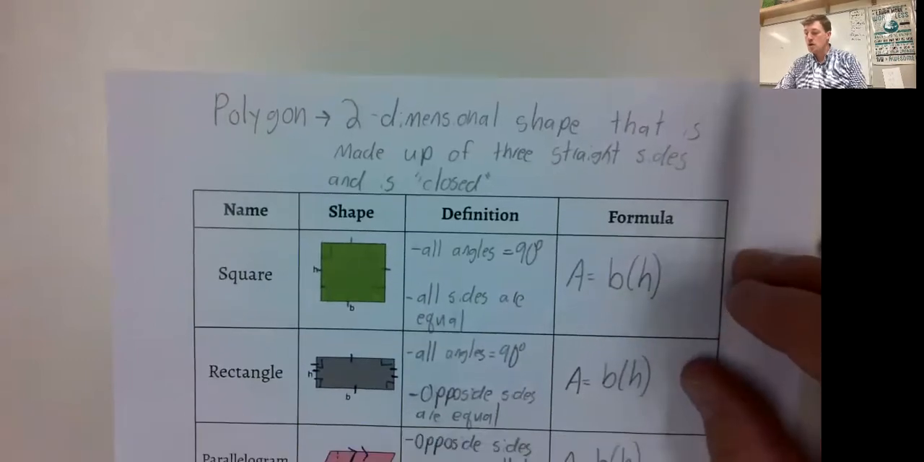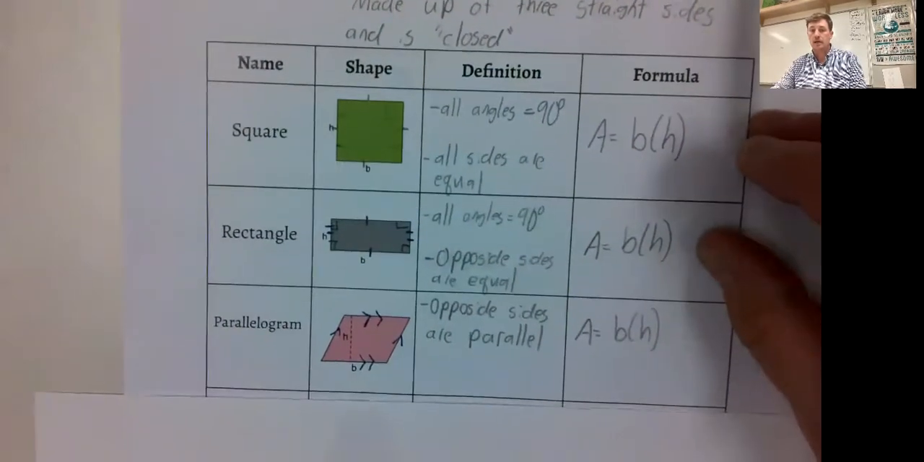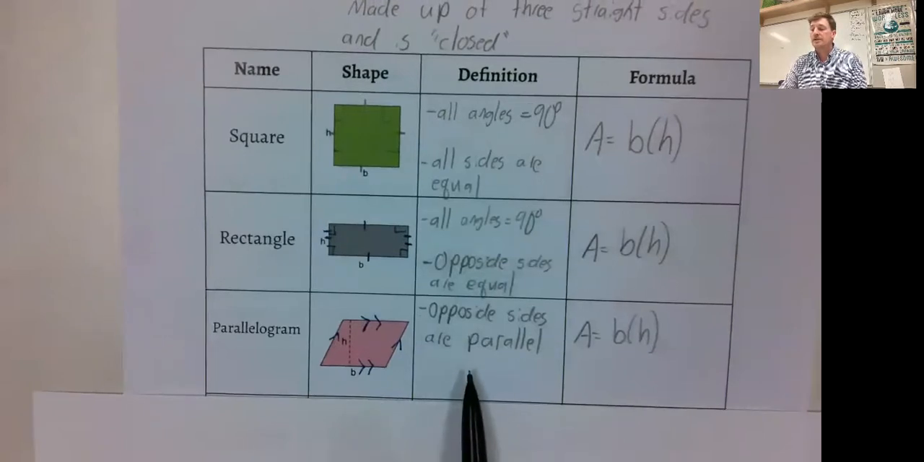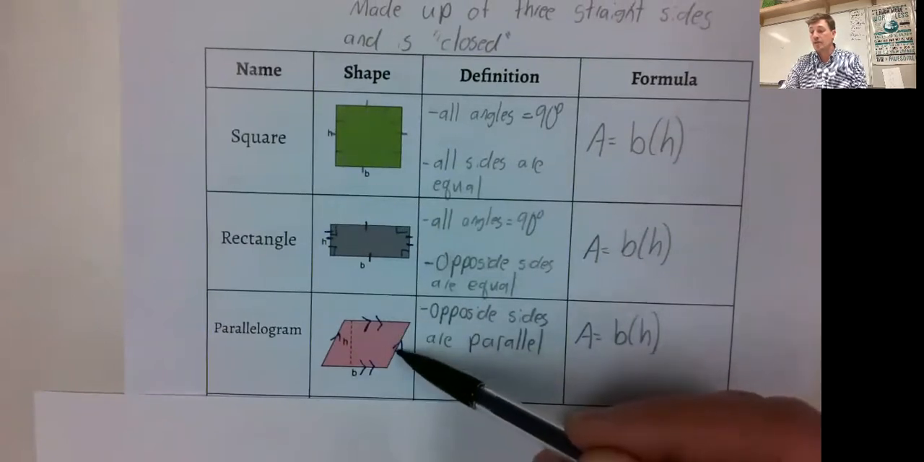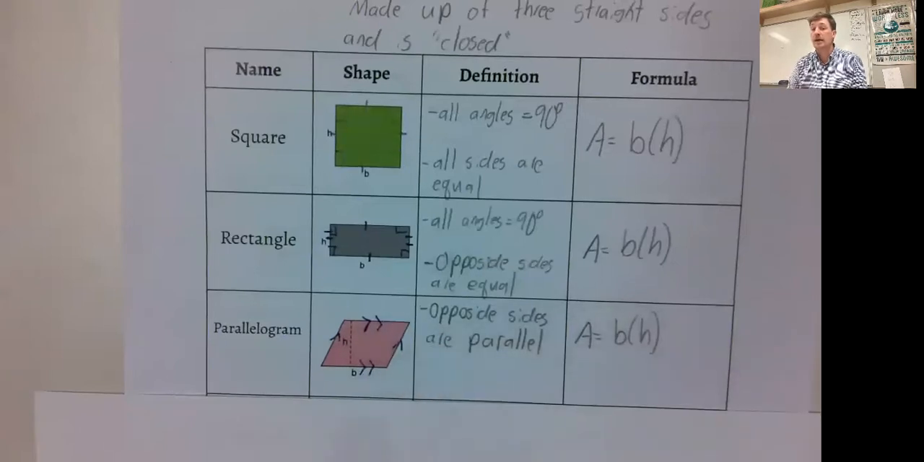A new shape is a parallelogram that looks like this. And the thing about a parallelogram is all of the opposite sides are parallel. So on my sides here, these two lines are parallel, and the top and bottom are parallel. And I show that by having just one arrow or two. And remember, parallel lines are lines that will never intersect.